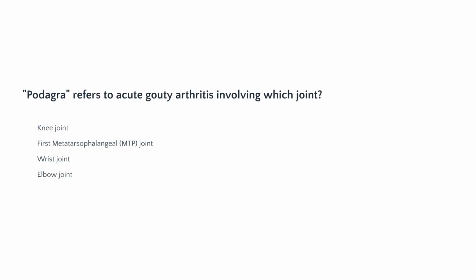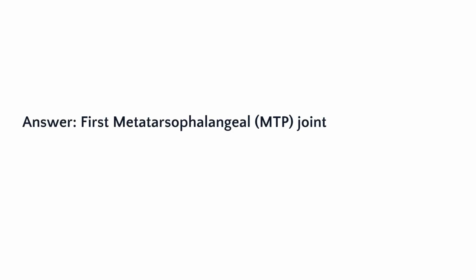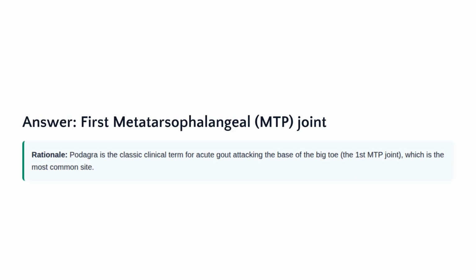Next question. Podagra refers to acute gouty arthritis involving which joint? The correct answer is the first metatarsophalangeal, MTP joint. Podagra is the classic clinical term for acute gout attacking the base of the big toe, which is the most common site.